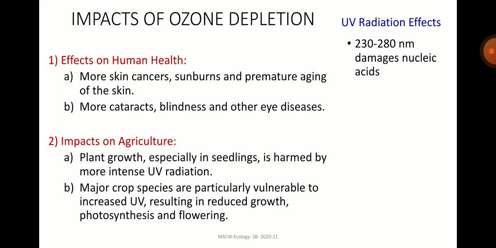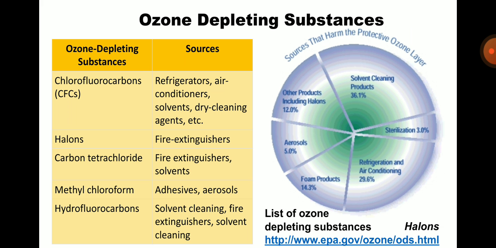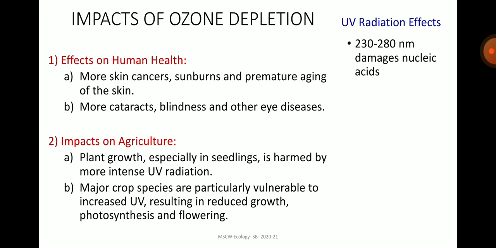So, what are the various impacts of ozone depletion? Ozone layer depletion has effects on human health, agriculture, plants, climate, etc. First of all, let us discuss the impact of ozone depletion on human health.